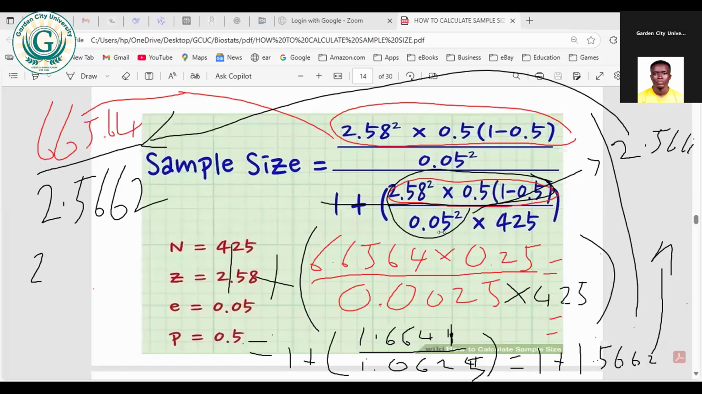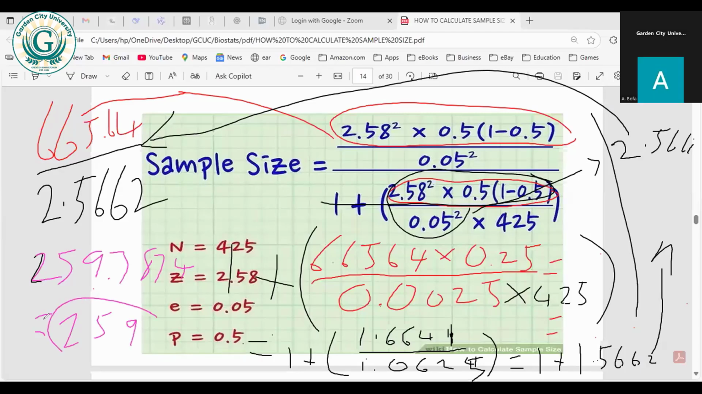Let me choose a different color. 259, point what? 259.3874. If you round to the nearest whole number, you are getting the nearest whole number 259. So this is your final answer. This is your sample size needed for your research.